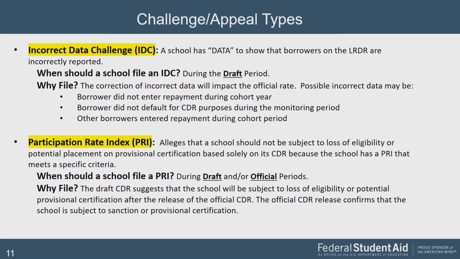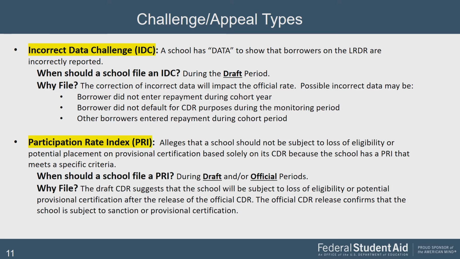So here you see the IDC, which is used when a school has data that shows up on the LRDR, which is your loan record detail report, that is incorrectly reported. You can only submit this during the draft cycle. And why file? The correction of the incorrect data will impact the overall rate. Possible incorrect data may be that the borrower did not enter repayment during the cohort year, the borrower did not default for CDR purposes during the monitoring period, or the other borrowers entered repayment during the cohort period.